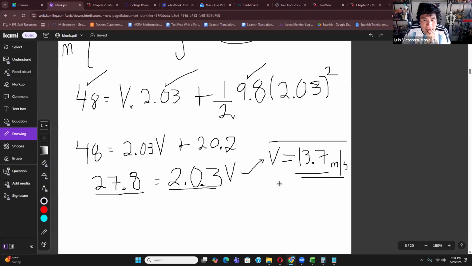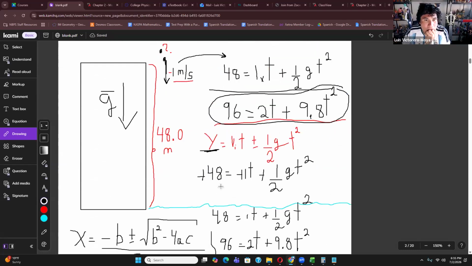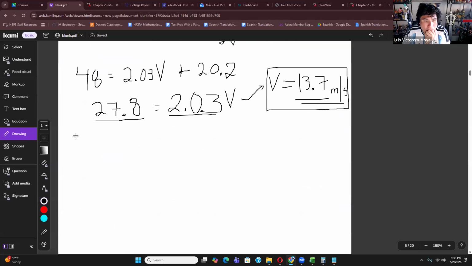Is that clear? Okay, so how will you write the answer though? Because this is the magnitude, this is the speed, but it's going down. So velocity-wise it will be negative 13.7 meters per second, okay? Why? Because it's going down. That will be the velocity vector. All right? Just like this. Questions?